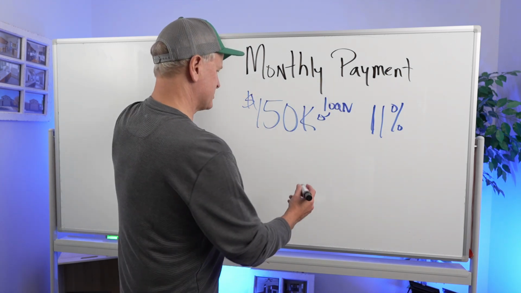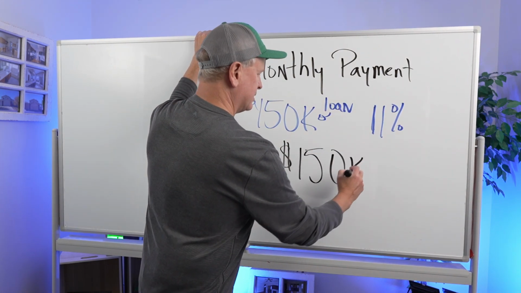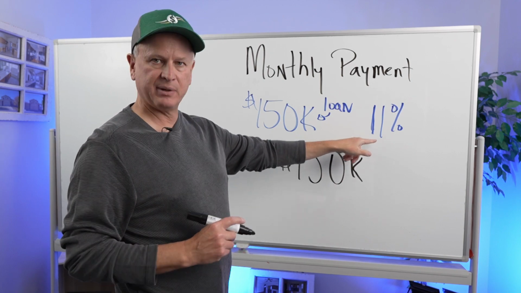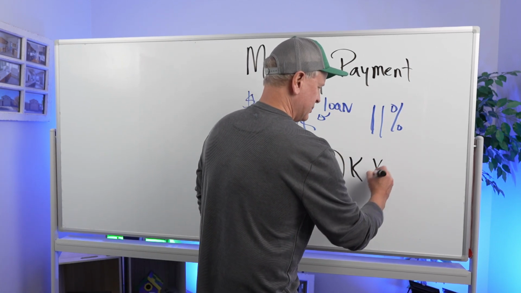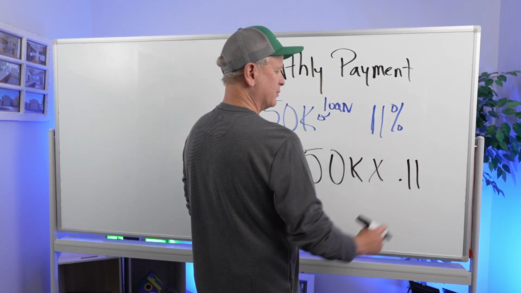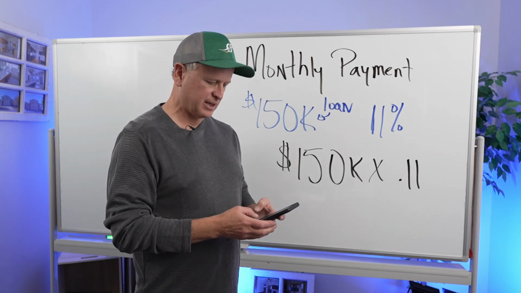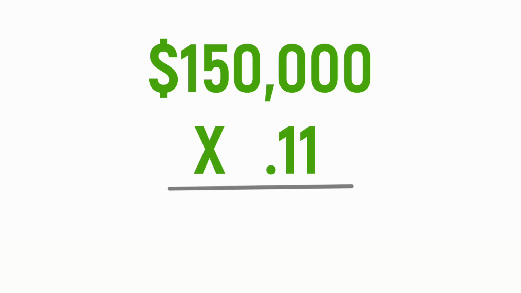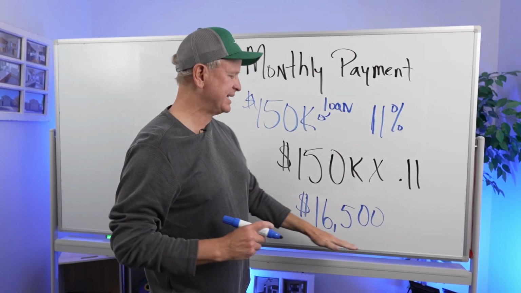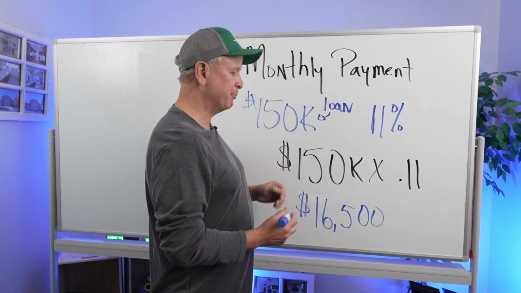First of all, what we're going to do is take this loan amount of $150,000 and multiply it by the interest, which is 11%, equal to 0.11. And when we put that in our calculator, 150,000 times 0.11, we get a number that equals $16,500. But that's the annual. That's what they're going to charge you in interest on an annual basis. You're more worried about monthly.